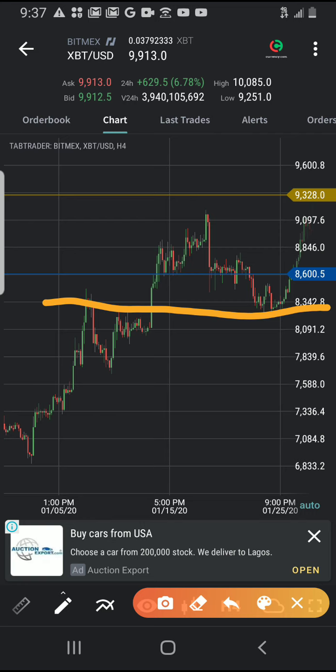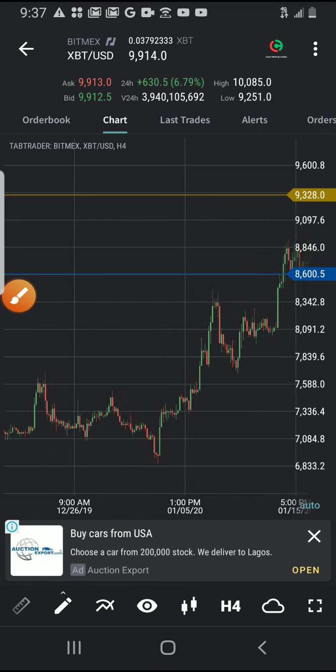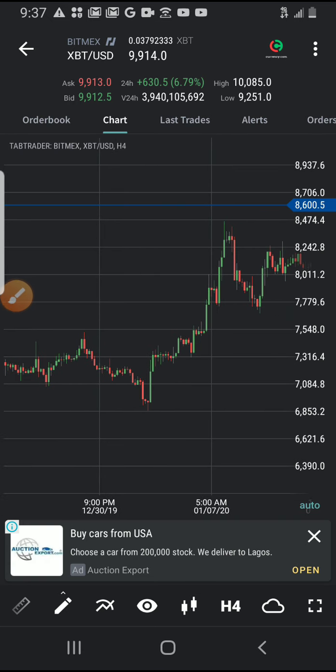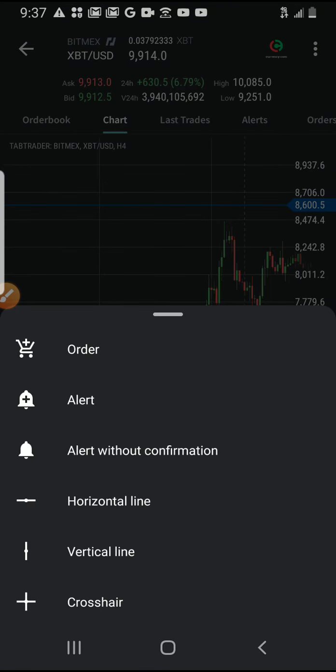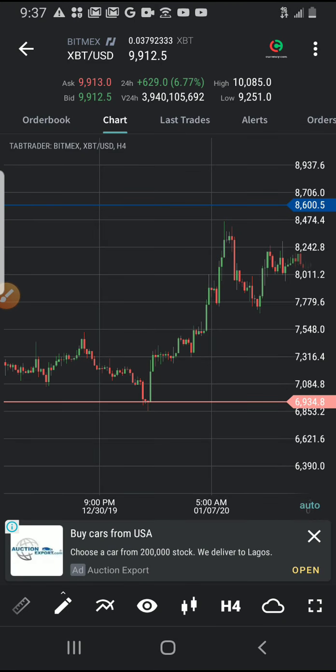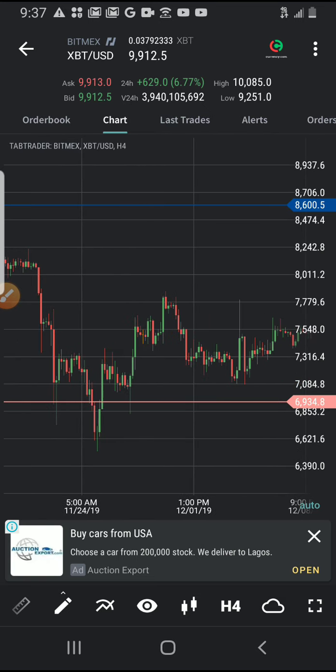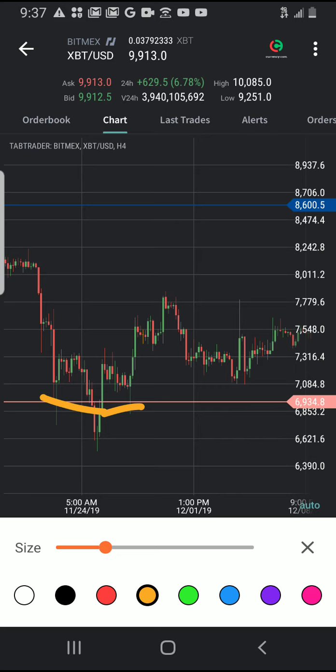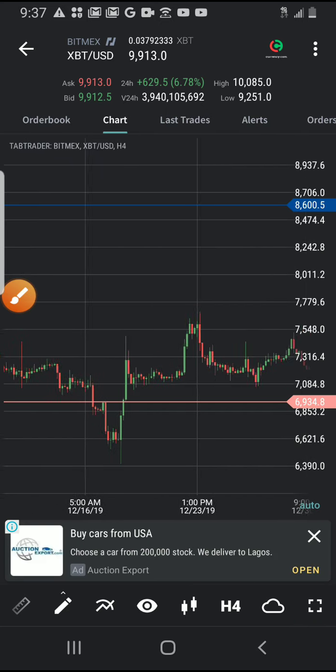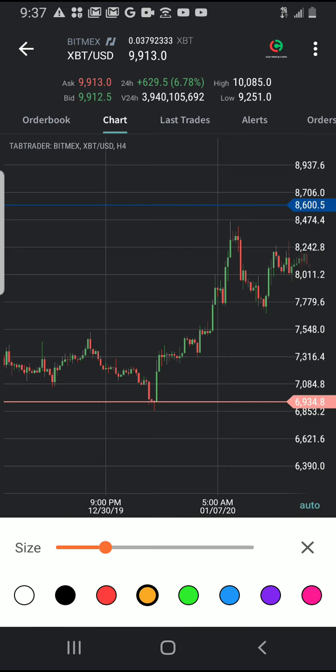Now, regardless of the support and resistance, if you notice this price level of 6,008, 6,009 is a resistance and also a support level, because if you notice how many times we touched this region, we also touched it here.